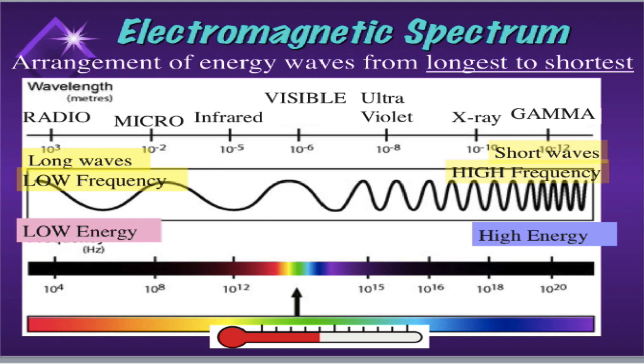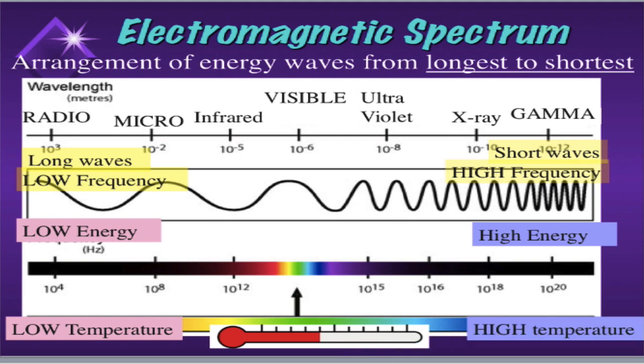Now, let's talk a little bit about our thermometer down here, this temperature. Okay, again, pause the video and label where you think you're going to have the highest temperature waves and the lowest temperature waves. Now, hopefully you remember that temperature is just the measure of how fast particles are moving. So the low temperature should be by the radio waves, and the high temperature should be over by the gamma rays.